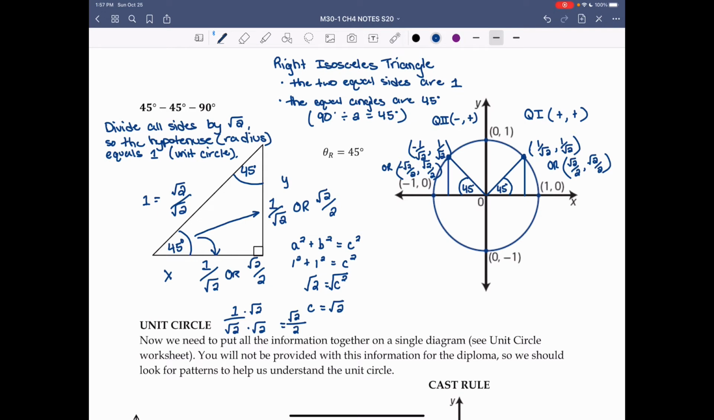And in quadrant 3, x and y are both negative. Reference angle of 45 degrees would be halfway between the x and y axes, approximately here.